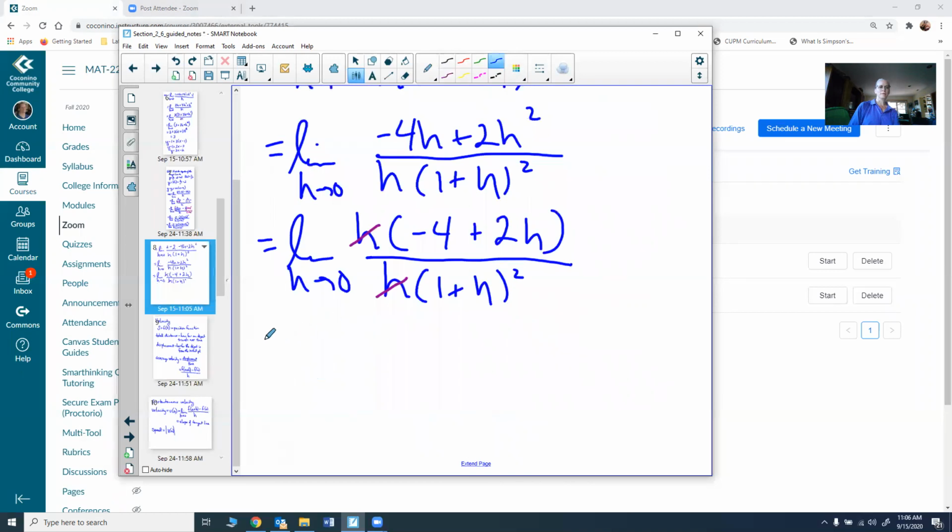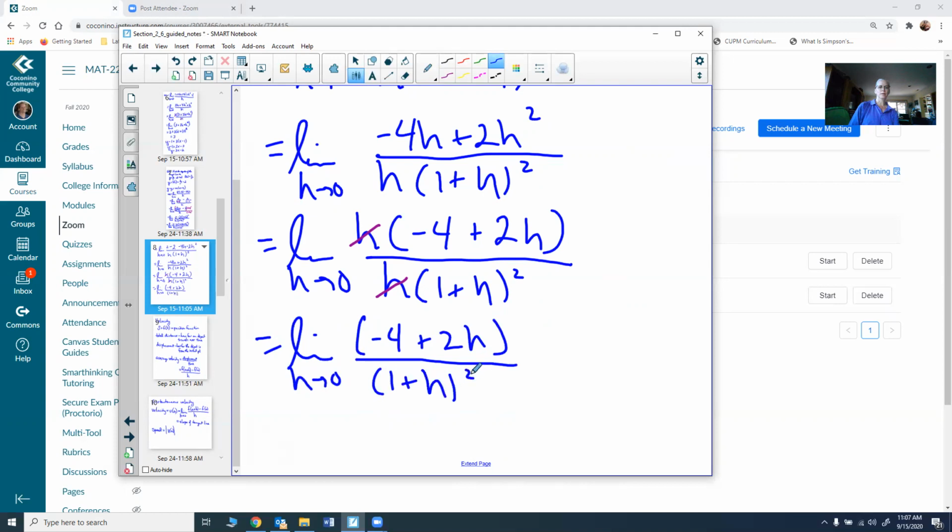And what I've got now is the limit as h goes to 0 of negative 4 plus 2h in the top and 1 plus h squared in the bottom. Now I can use direct substitution. If I plug this 0 in here, I get negative 4 plus 2 times 0, which is negative 4 in the top, and 1 plus 0 is 1, and 1 squared is 1. So I now find my slope is negative 4.